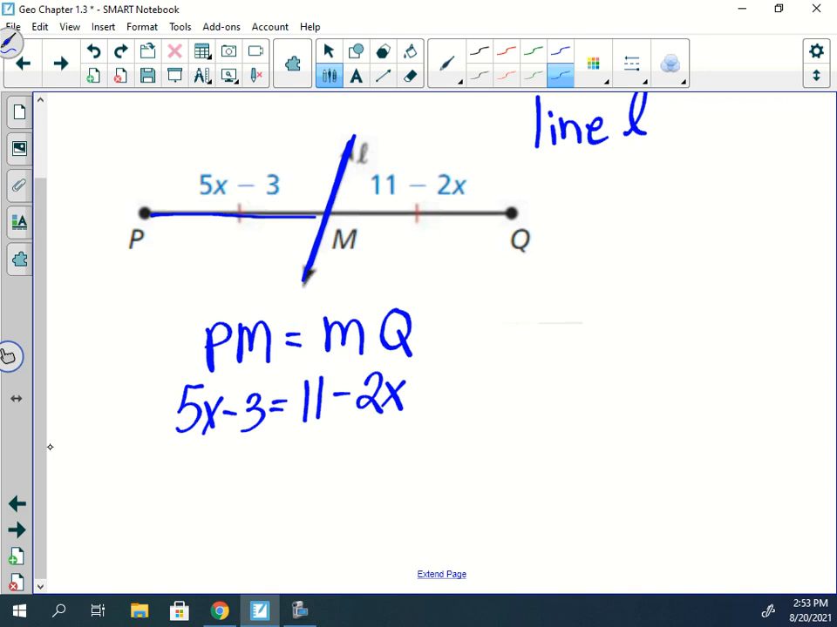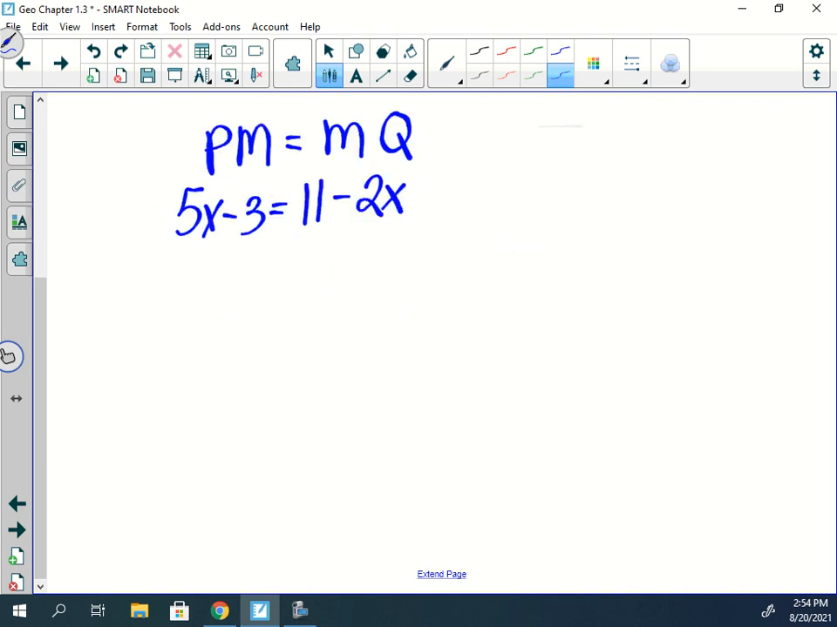And the reason we set these equal to each other is to find the value of x. Because if we can find the value of that variable that makes these two expressions equal to each other, we'll be able to plug back in to find the overall length. So we need to find the value of x first. So we need to get x by itself.